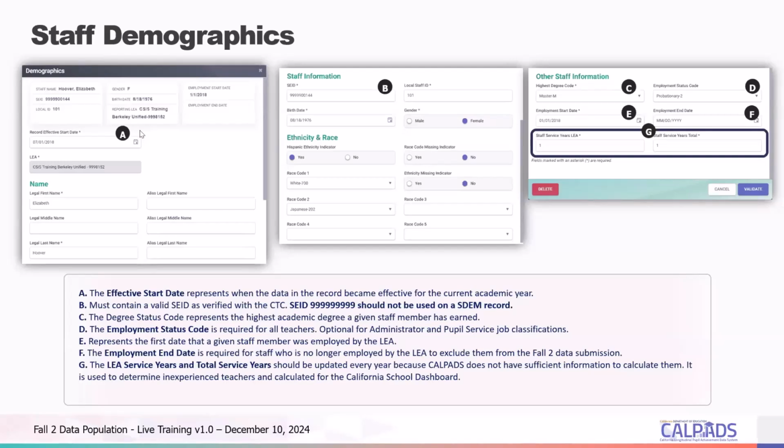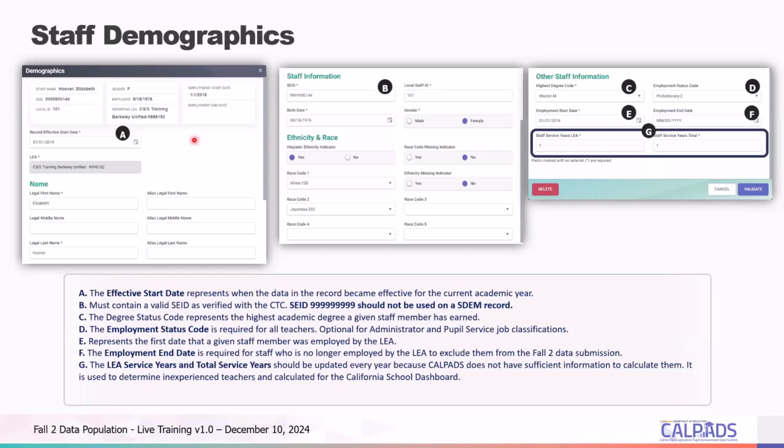Previously, LEAs were encouraged to update the SDEM record annually, but they did so inconsistently because there wasn't a validation that required it. While this might seem acceptable if there weren't changes to the record, two fields should be updated every year: the staff service years LEA and the staff service years total. And this is now even more important as these fields are used for teacher assignment monitoring, for the school accountability report card, for federal reporting, and for state plans.